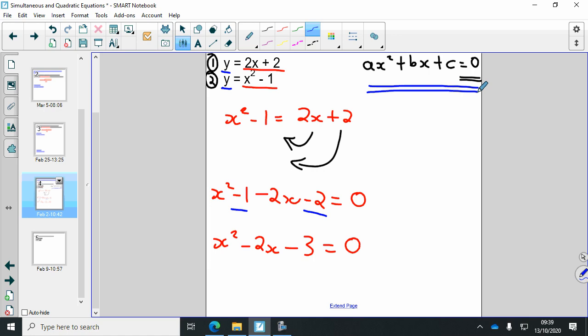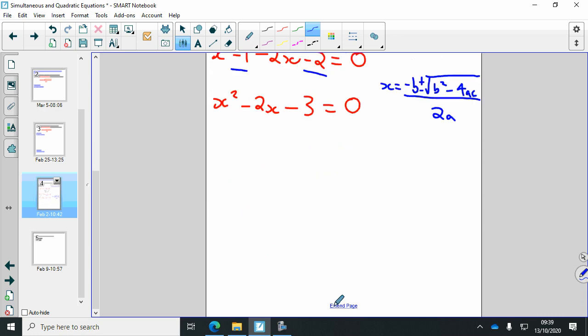So if you recall, to solve the quadratic, we need to use this formula: minus b plus or minus the square root of b squared minus 4ac, and then all over 2a. So we're going to solve that and find the values of x. Using that, we can see that a is equal to 1, because there's 1x squared. b is equal to negative 2, because there's minus 2x. And c is equal to minus 3, because that's a number by itself.